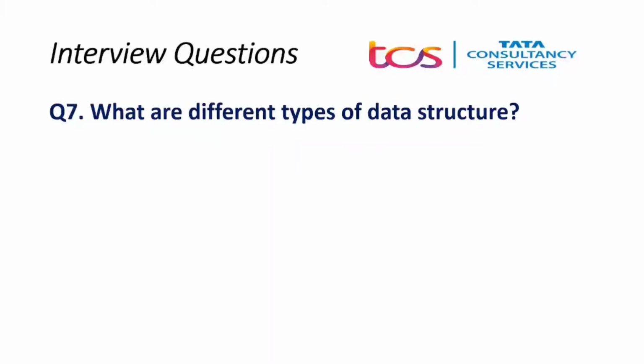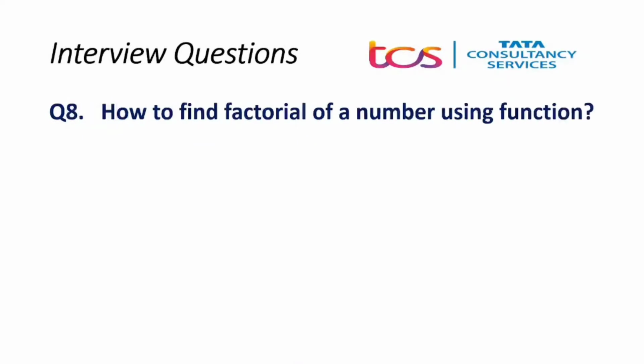In the next question, what are the different types of data structure? There are two types of data structure, primitive and non-primitive, and the non-primitive is also divided into two parts, linear and non-linear. Now move on to the next question.